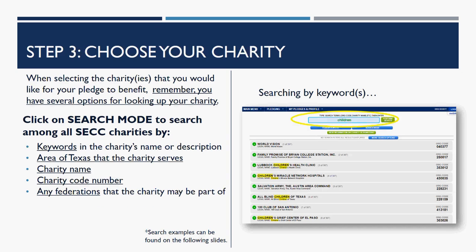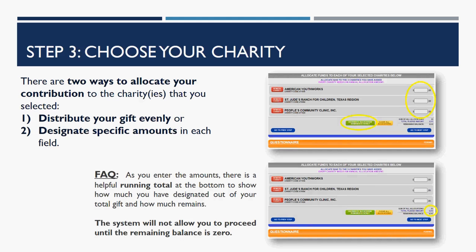The next thing it's going to do is let you choose your charity or charities. And there's a couple different ways to do this. You can look through keyword, like if you know the charity name that you're looking for, or the area of Texas that they serve, or even their code number. There's different ways that you can look this up. So you can select any of the 2019 SECC charities, go through it that way.